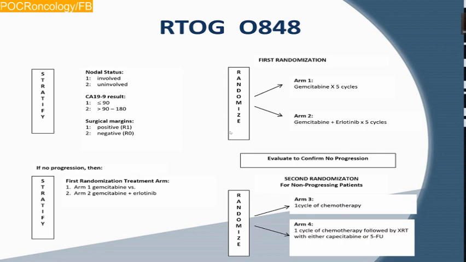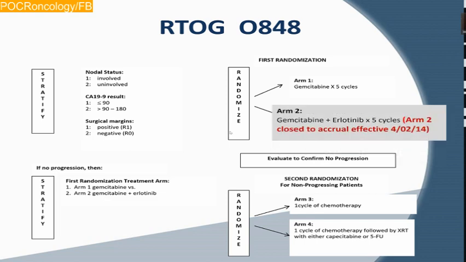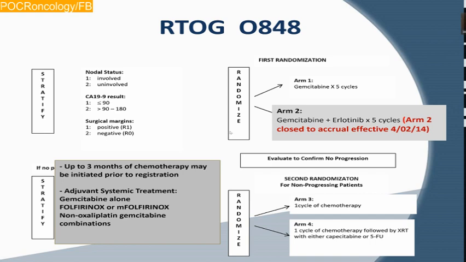The future is here in the RTOG 0848 trial. This is currently accruing. The target is more than 900 patients. It had two questions: gemcitabine with erlotinib, which closed after the earlier trial, and the second question, radiation or no radiation. Then they modified the trial. Now you can use any kind of new chemotherapy other than gemcitabine, and you can also start chemotherapy before registration. This is still open to accrual. This is a good study, of good quality. So I think that will seal it forever. If this is negative, then the adjuvant role for radiotherapy in pancreatic cancer will not be there anymore. So we'll wait for this trial.